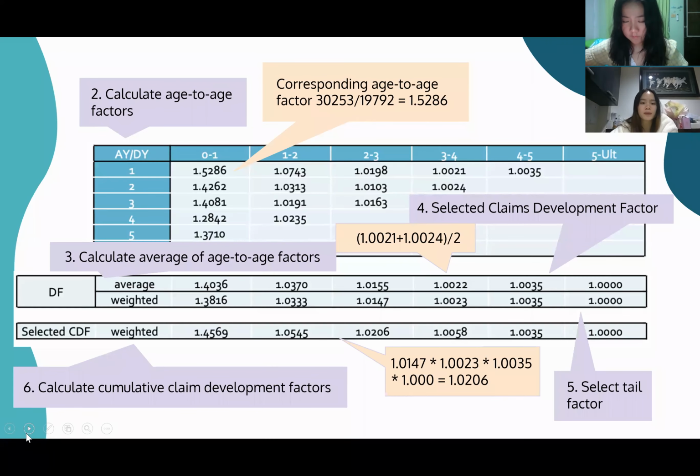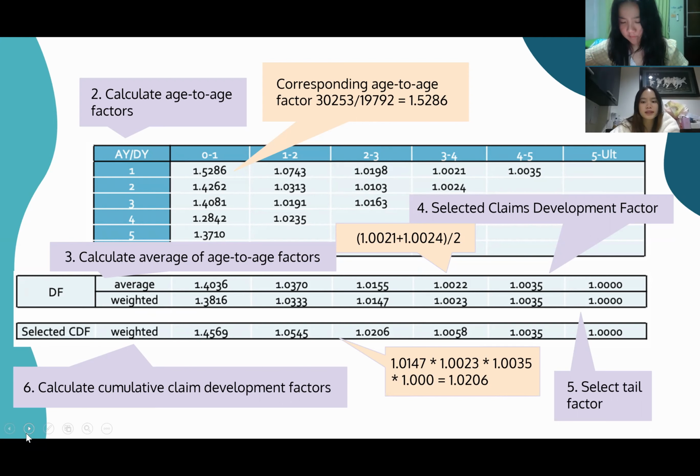The second step is to calculate the age-to-age factors. They are determined by calculating the ratio of losses at subsequent valuation dates. Next, the average of age-to-age factors is calculated as shown on the second diagram. Age-to-age factors are then multiplied together to obtain the cumulative development factors. The results are shown in the third diagram. The next step is to select the tail factors, which is the last column as shown on the slides.